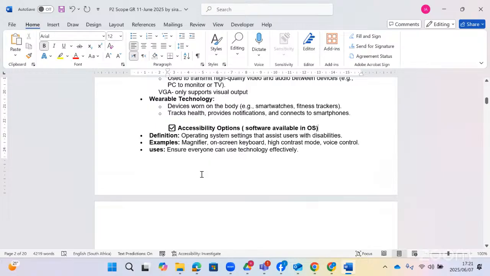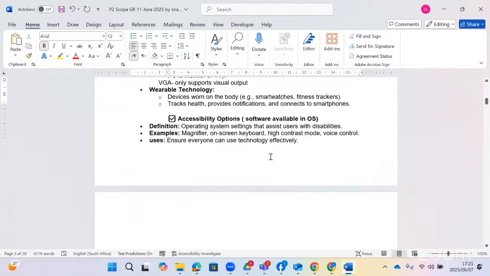And then we have high contrast mode also for those with partial sight, those who struggle to see items. So you have to change the contrast ratio to a more dark mode, voice controls and others. So you must know some of these examples.